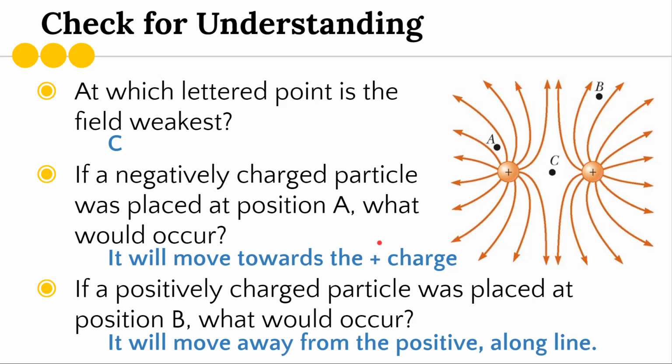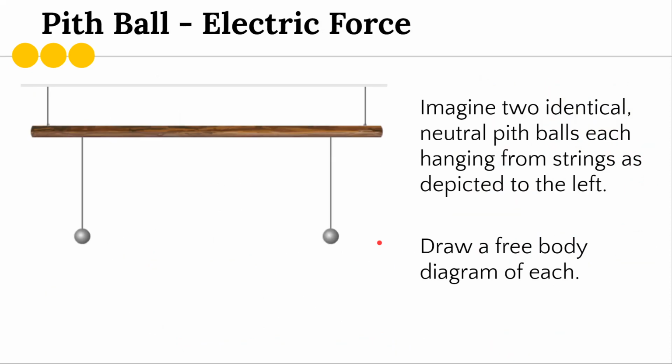All right. So let's try this then. I can't remember if you had pith balls in the simulations yesterday, but pith balls are basically balls that have a metallic coating on them. So they're usually made out of styrofoam or something really lightweight, and they have a metallic coating on them that you can charge. Because they're so lightweight, if you charge them up, you can see them actually move either toward each other or away from each other depending on their charge. So it says here, imagine two identical neutral pith balls, each hanging from strings as depicted to the left.